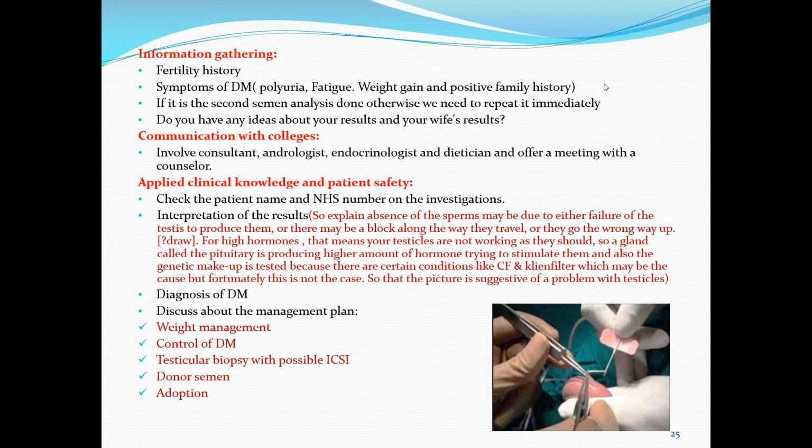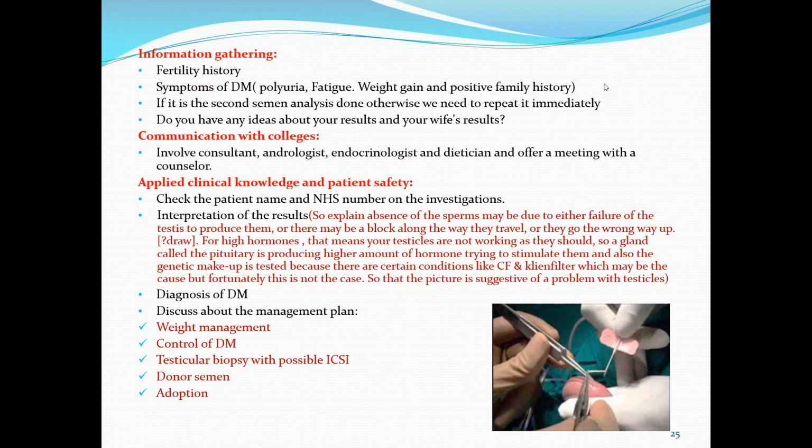Okay. So, how to interpret the results? As I said, you need to explain that. As you know, Mr. Jack or Mr. John, you have absent sperm, and we name this condition azoospermia. It could be due to either failure of the testes to produce them, or due to a block along the way they travel.